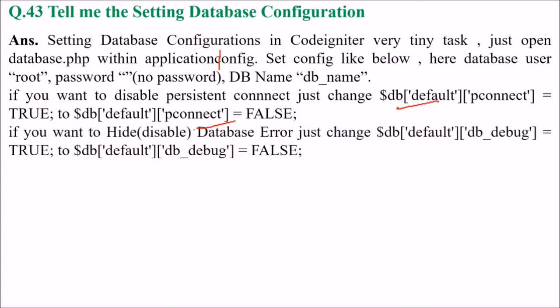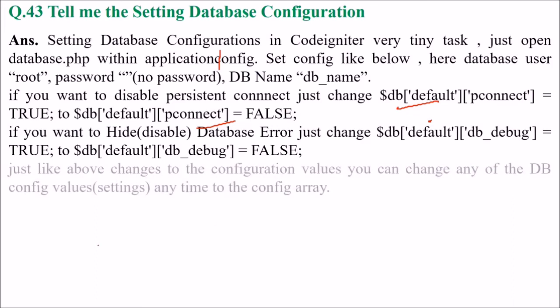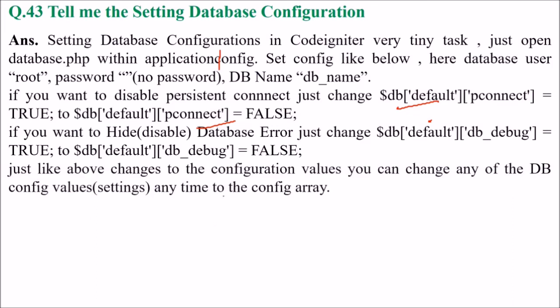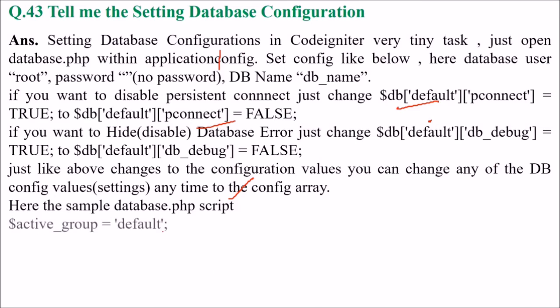And if you want to disable database errors, just change db default db_debug from true to false. And just like the above changes to the configuration value, you can change any of the db config values anytime in the config array. These are the changes you have to make in the database.php script.